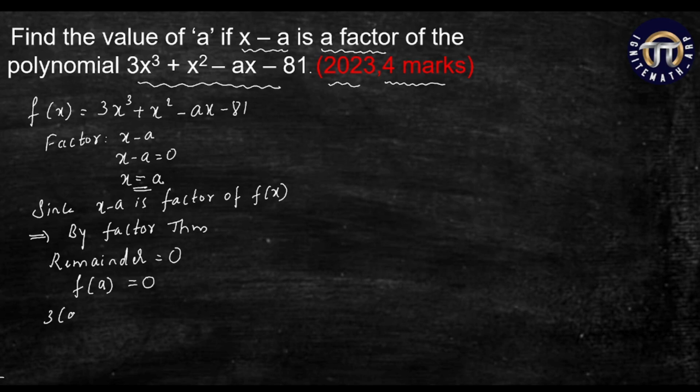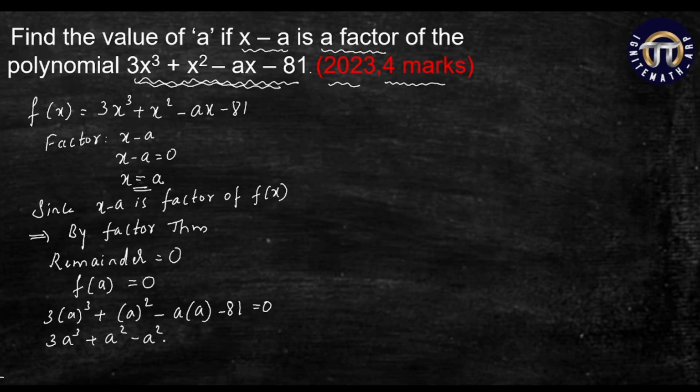So it is 3 into a cube plus a square minus a into a minus 81 is equal to 0. In this polynomial, wherever x is there, I am replacing it by a. So here I get 3a cube plus a square minus a square minus 81 is equal to 0. Here plus a square minus a square will get cancelled. Then I am left with 3a cube minus 81 is equal to 0.